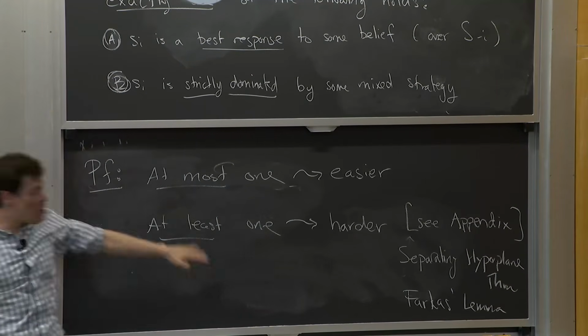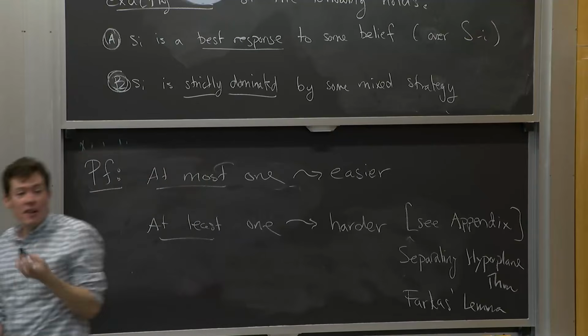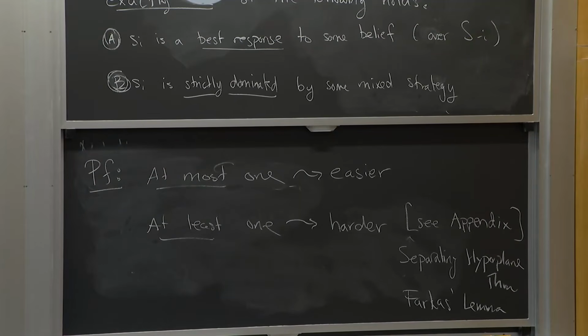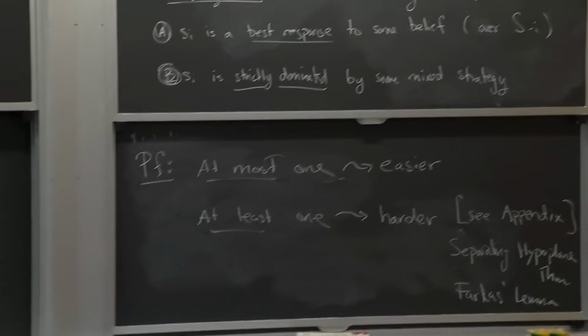That's pretty hard. So this theorem gives you a way of constructing either the belief you need or the dominating strategy that you need, and that's much more involved, so that won't be covered in the course, but I encourage you to read the appendix if you want to see that.